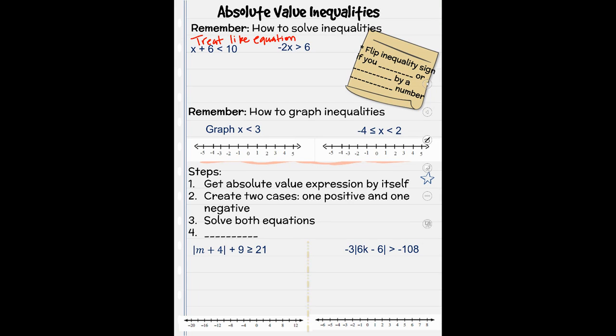So looking at this first one, x plus 6 is less than 10. I can do just like I would if it was an equal sign and subtract 6. Whatever you do on one side, you've got to do on the other side. So x is less than 4 because 10 minus 6 is 4.